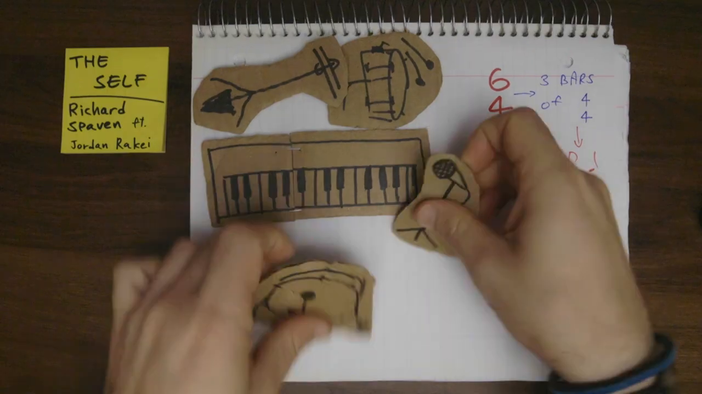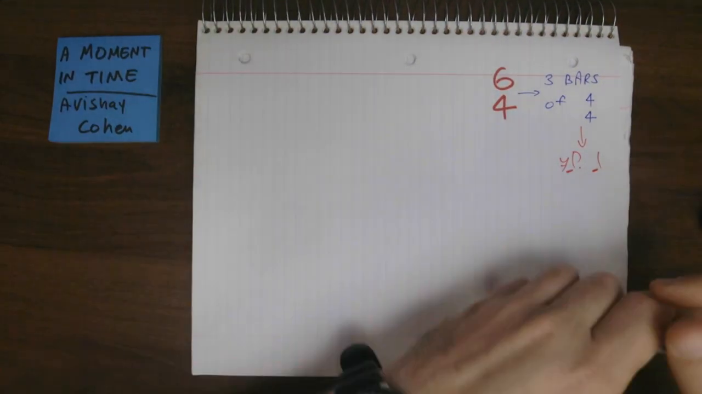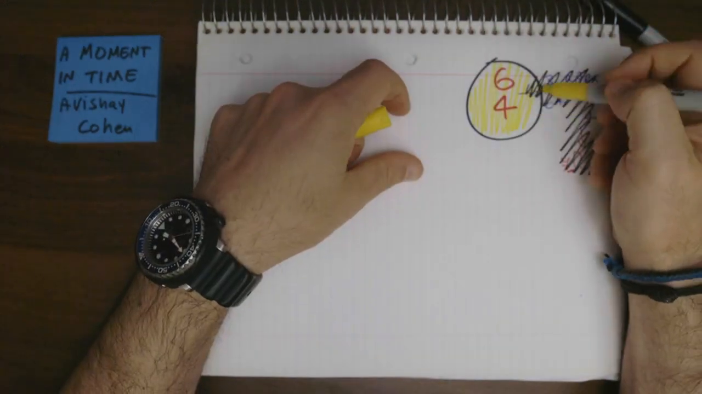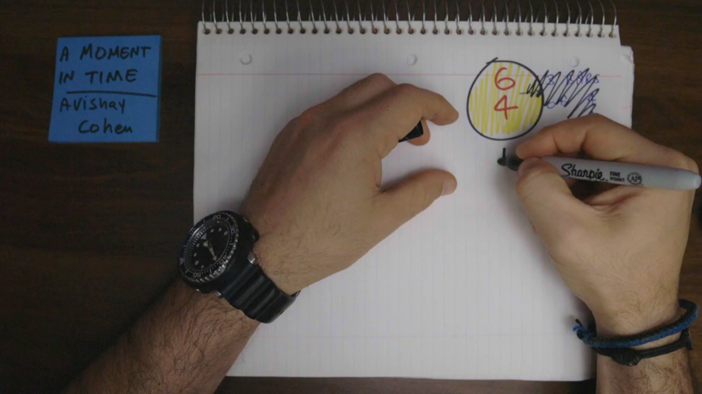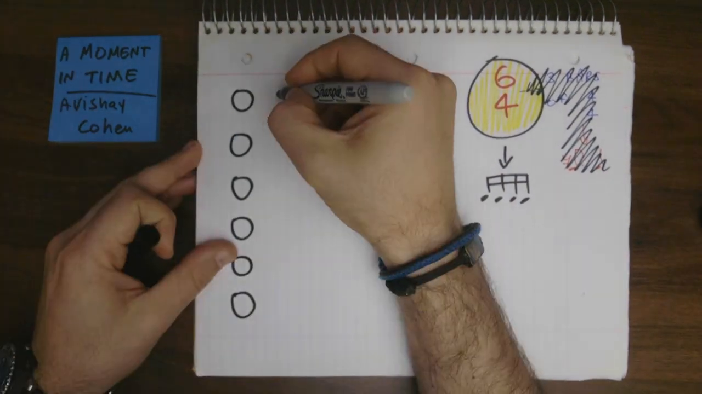Yalla, moving on. A Moment in Time by Avishai is a bit trickier. This one is also in 6-4, which is the best time signature again. No wonder this song is so cool. With a 16th note subdivision, so 24 subbeats. So 6 quarter notes, 4 subbeats each.